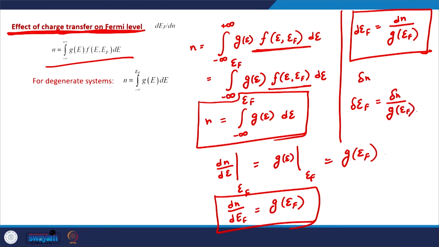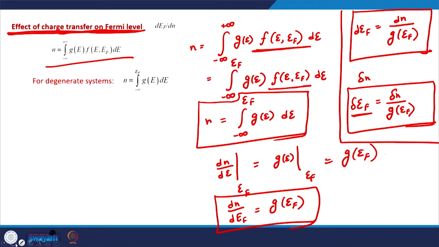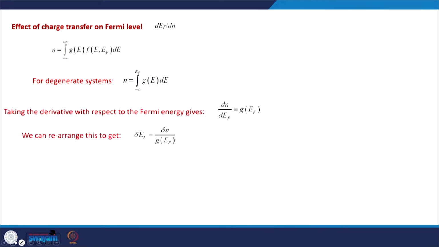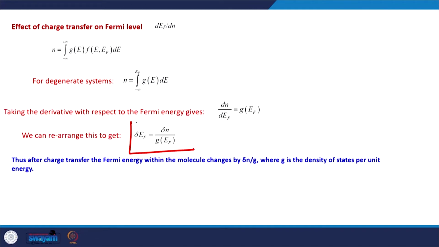Okay? And that is the change in the Fermi level just because of the change in the number of electrons on the quantum dot or on the molecule. This does not have the electrostatic component yet, it is just the number part, the change in the number of electrons on the system. So that brings this much change in the Fermi level on any system. And as you can see, the change in the Fermi level is inversely related to the density of states of the system.